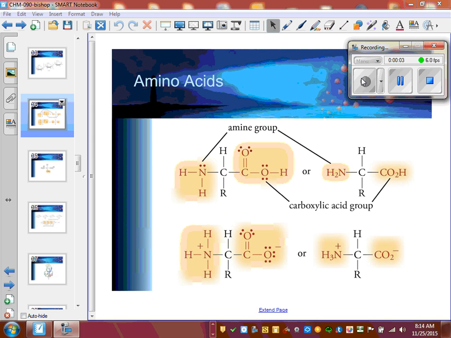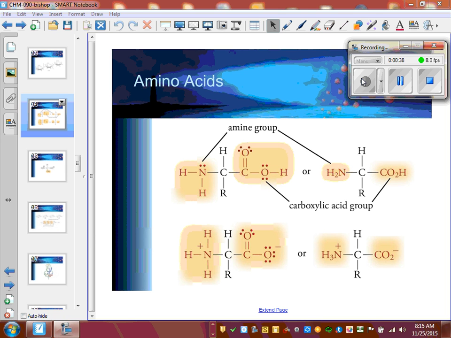All right, we covered carbohydrates. Now we're getting into amino acids. Remember we talked about functional groups. An amino acid has a carboxylic acid functional group on one end and an amine functional group on the other end. You see it's separated with this carbon. There's a hydrogen on the top and an R group on the bottom. Now the R group, depending on what the R group is, will tell you what amino acid it is.